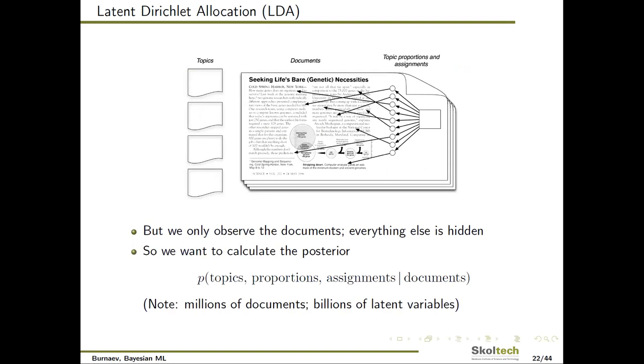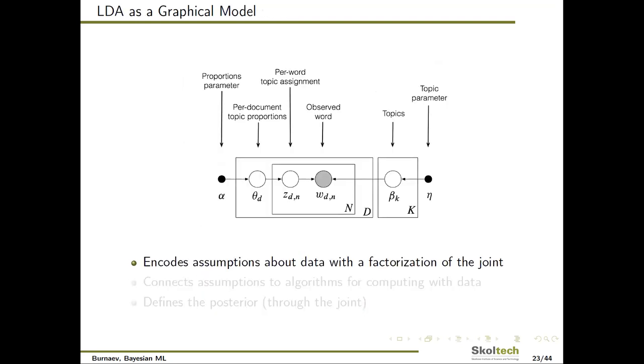So basically, we have this Bayesian way to think about it. We have some documents, and given the documents, we want to get the posterior of topics, proportions, or assignments. In this case, we have millions of documents and millions of variables, so this is a big data, large-scale problem, but we still want to do this.